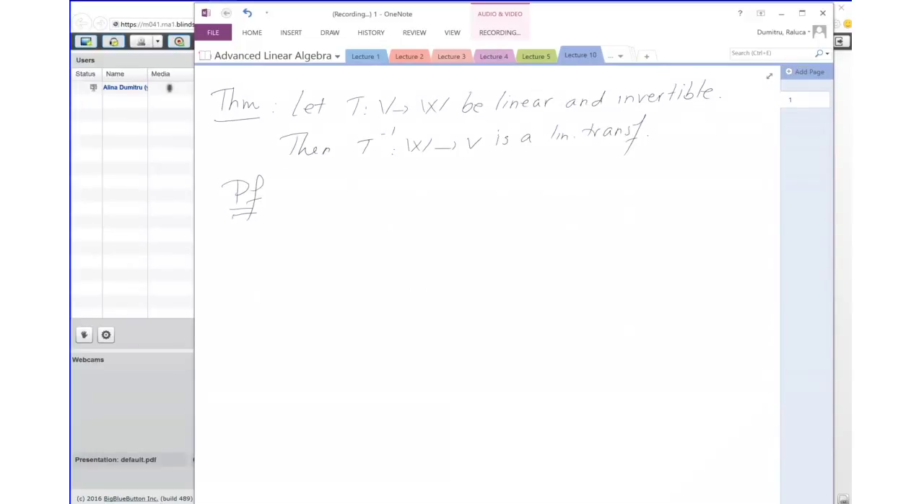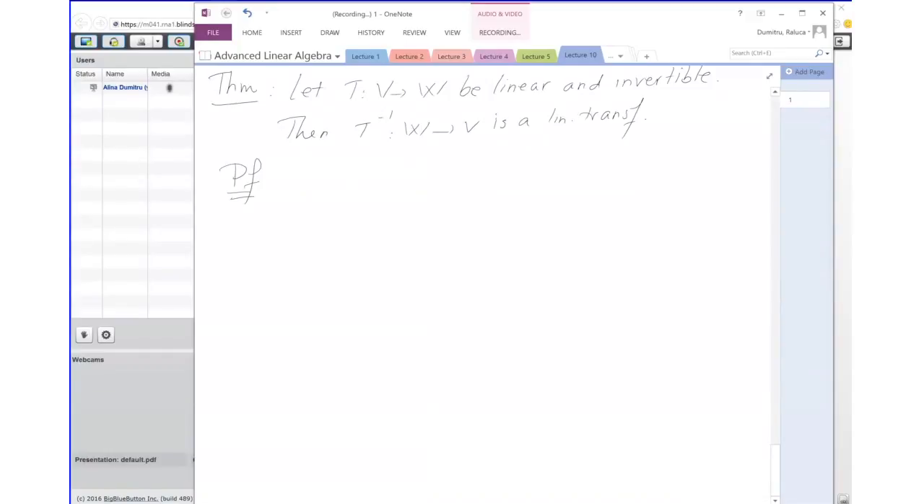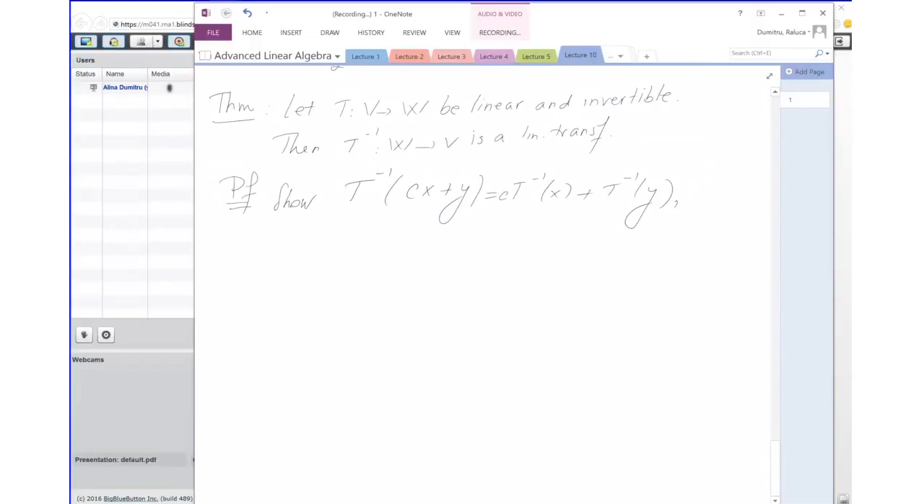So basically, I have to show that a certain map is a linear transformation, and I'll just go with the definition. Actually, I need to show that the inverse of cx plus y is c T inverse of x plus the inverse of y. And that should hold for any x and y in W.